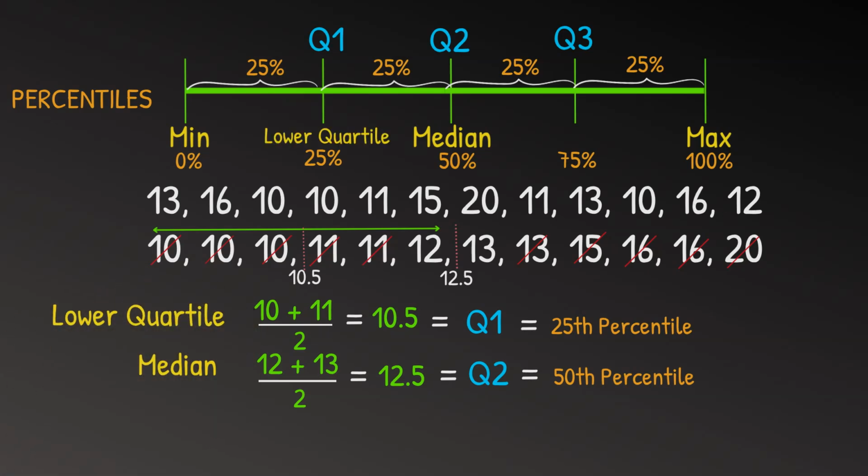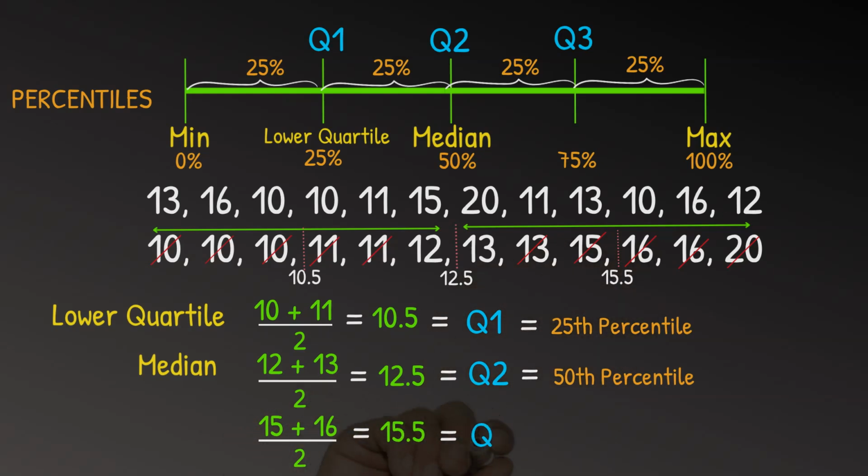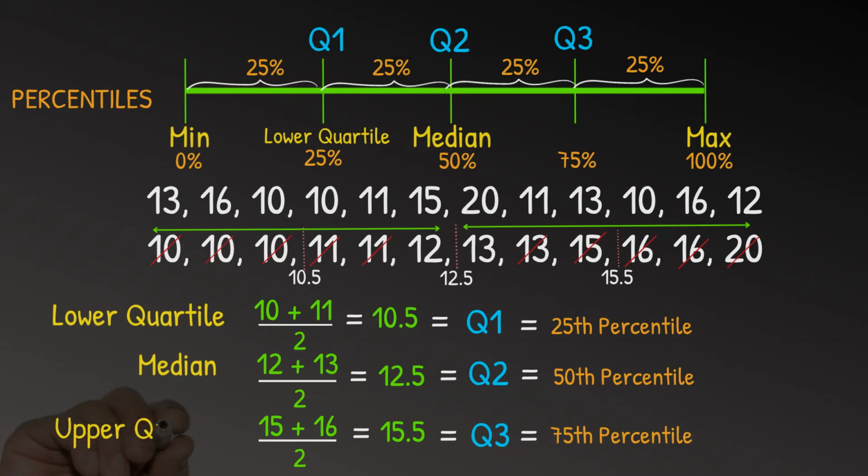And finally, to find Q3, we have to find the middle of these numbers. So we have to find the number that comes between 15 and 16. So if we add 15 and 16 together and divide by 2, we get 15.5. So Q3 is equal to 15.5, which is also the 75th percentile, and it's also called the upper quartile.